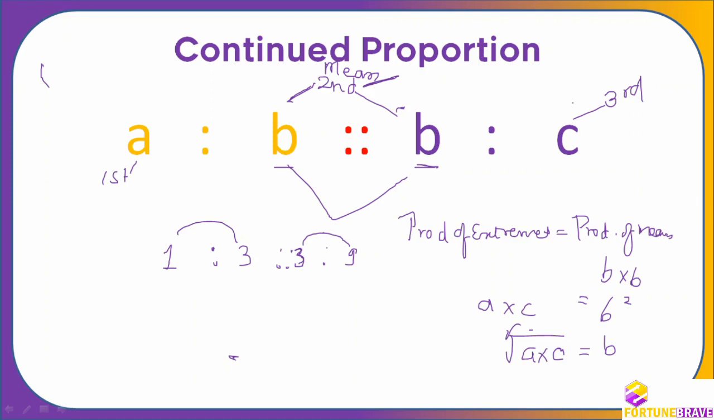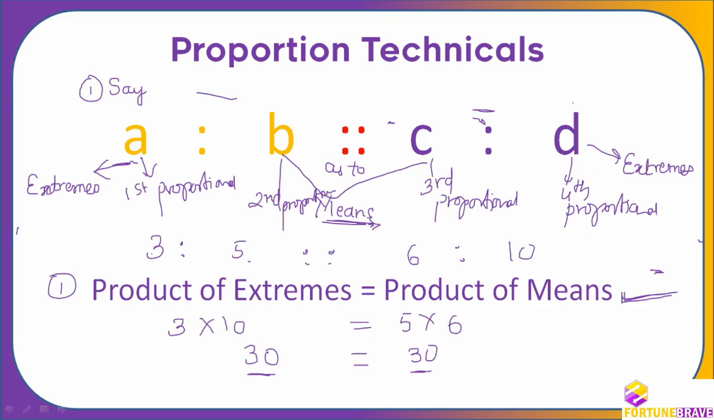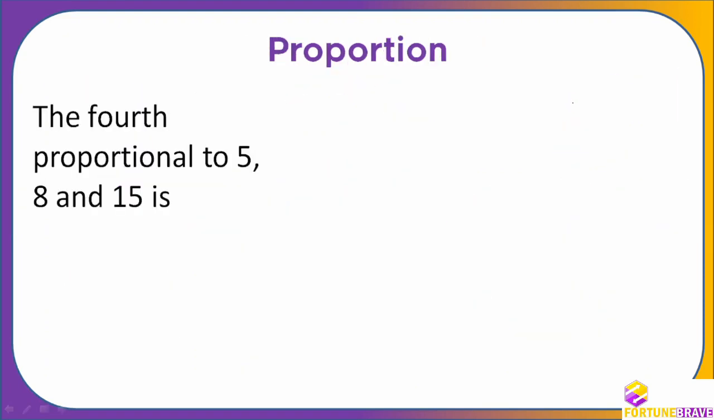There are 4 or 5 types of questions that will be asked on proportion, which we are going to solve now. What is the fourth proportional to 5, 8, 15? When they say this, whenever these numbers are given, you have to take them serially. In this case, A will be 5. This is the first proportional. Second proportional is 8. Third proportional is 15. And we need to find the fourth proportional.